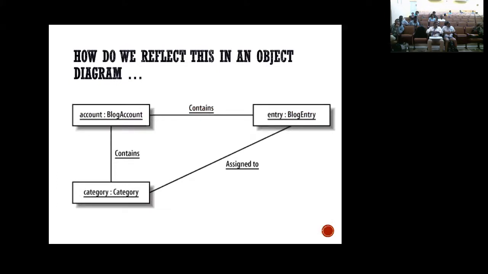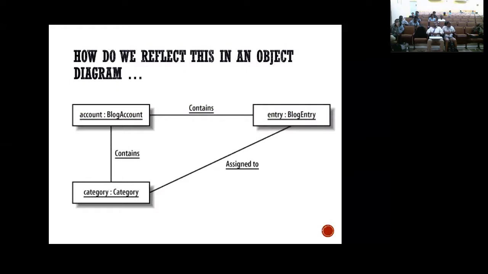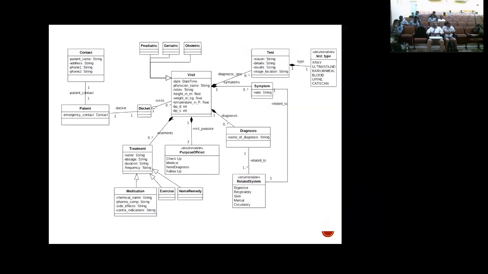In an object diagram, so in this object diagram, we can see that a blog account contains a category. It also contains a blog entry, and every blog entry must be assigned to a particular category. Okay, can you see this?